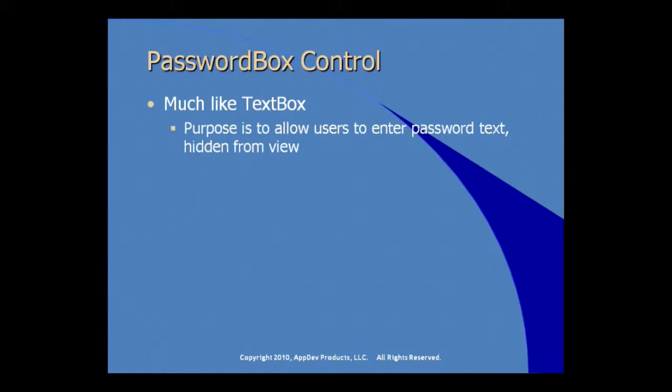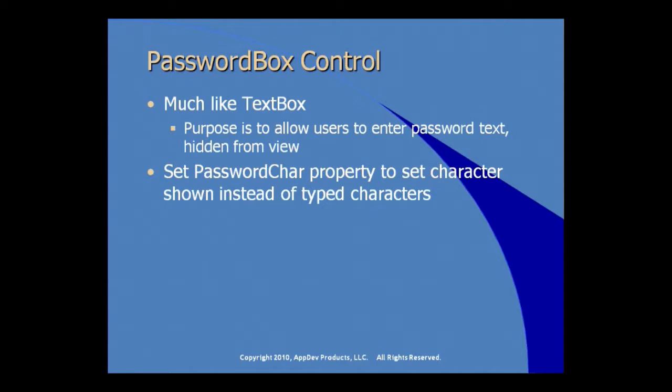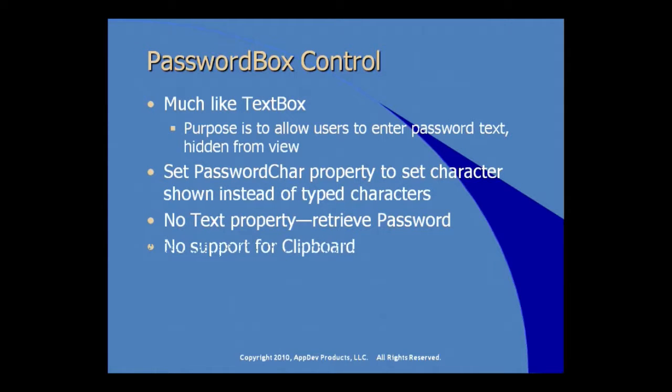The password box control is much like the text box control, but its purpose is to allow users to enter password text hidden from view. You set the password char property to set the character that's shown instead of the characters that the user types. There's no text property for this control. You can retrieve the password property in code. You can set the password property, but there's no text property. There's no support for the clipboard either.